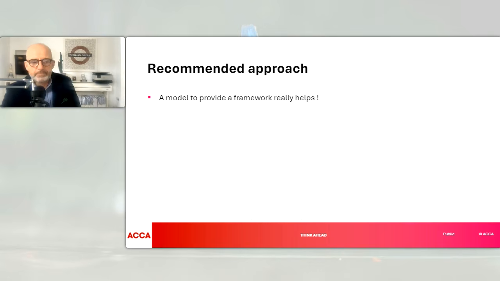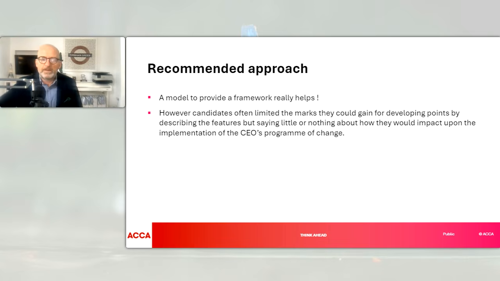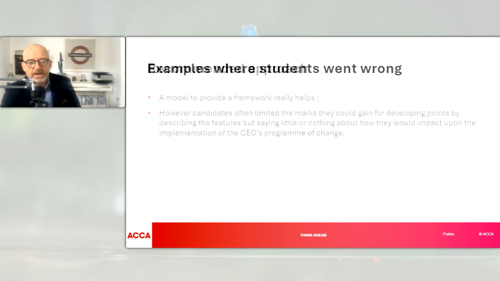Okay. What else? Well, what students didn't do in this exam was develop their points. Yeah, they didn't say how it would impact on the change. That's what the question asked, but they maybe just talked about the contextual features of change. They didn't talk about how it would be impacted. Yeah, and that was required. So really, really important that you do that.